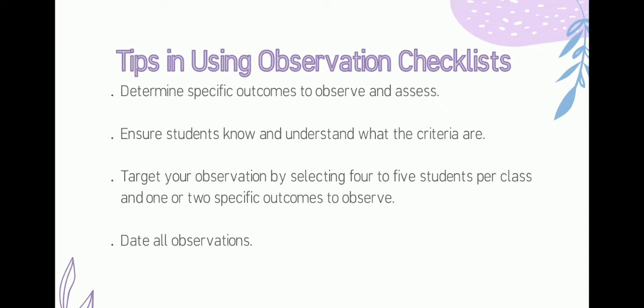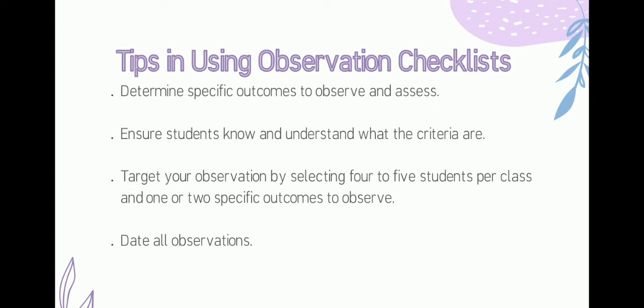So first, determine specific outcomes to observe and assess. Decide what to look for. Write down criteria or evidence that indicates the student is demonstrating the outcome. Second, ensure students know and understand what the criteria are. So, be sure that the students understand what information will be gathered and how it will be used.